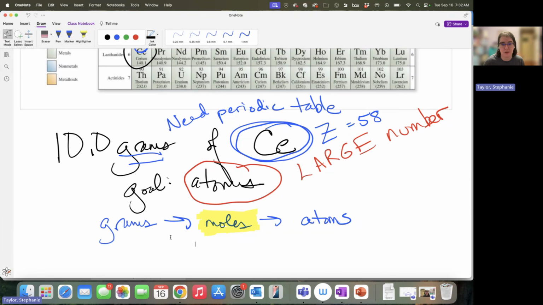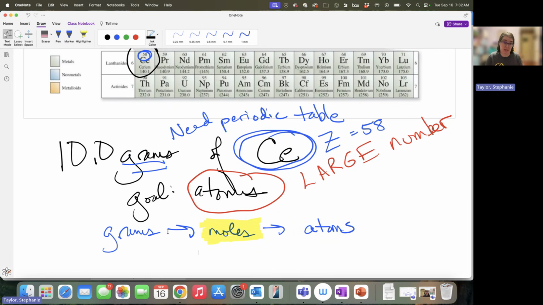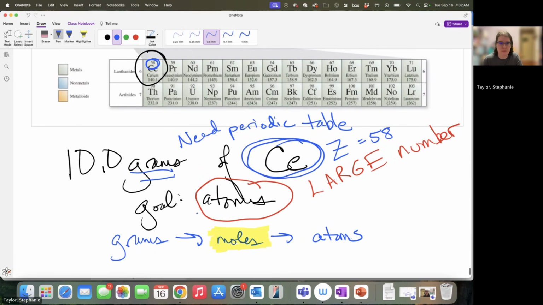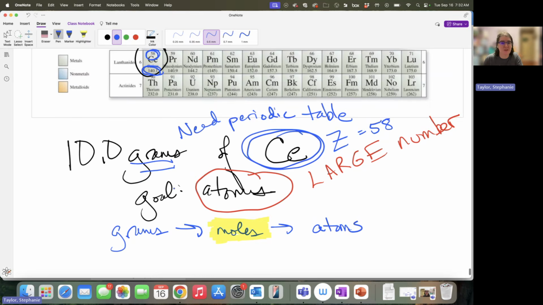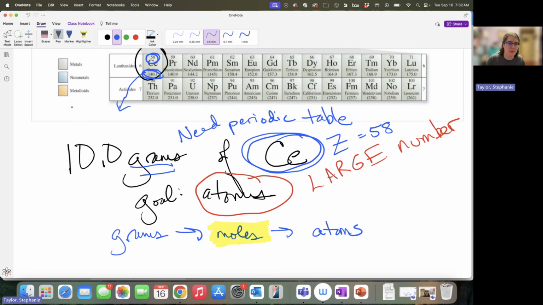Okay, so I am going to go from grams to moles because I need to be able to talk about a group of things so that I can get to atoms. Since we have grams, we're going to need that periodic table. I know it's kind of small in here, but it's the small number underneath. It's 140.1. From the periodic table, we are going to use this number, and you need to know that this is the number of grams in 1 mole. That's what that number means.